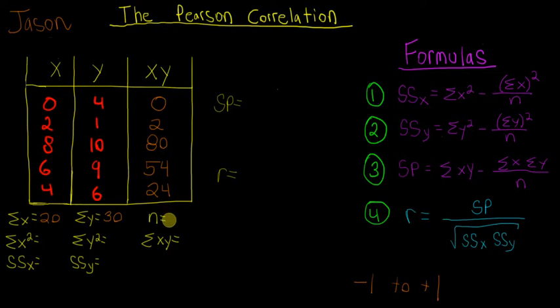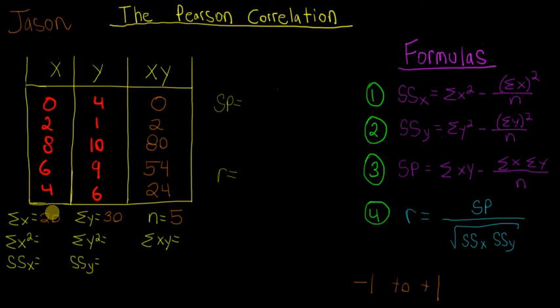Then we're going to go down this column, and here we see n right here. N is the number of data points, the number of scores, the number of values. In this case, because the value for x and the value for y belongs to one data point, we just have to count up how many there are in this column. So we have 1, 2, 3, 4, 5. So n equals 5.